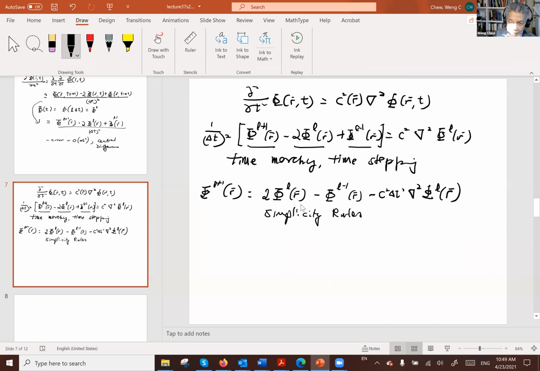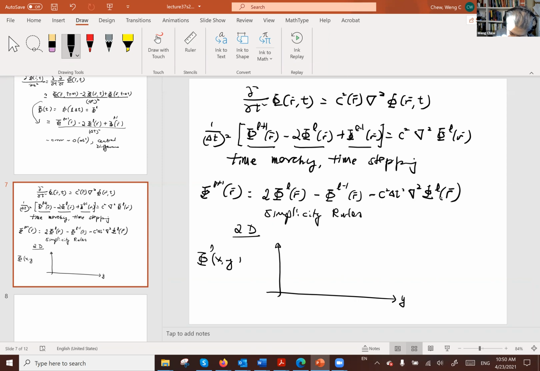And if I do put this grid point to represent this field, let me do a 2D illustration of this. If I want to have this field in 2D, the field would be a function of x, y, and L. For a given time step, I would have this field being displayed as a function of x and y, and I can put them on grid points.